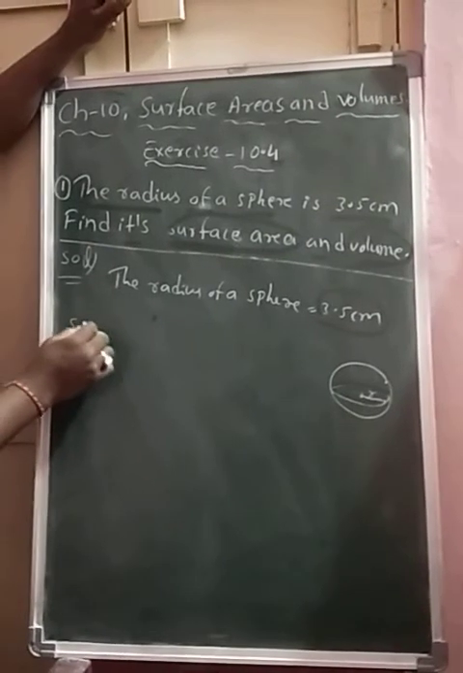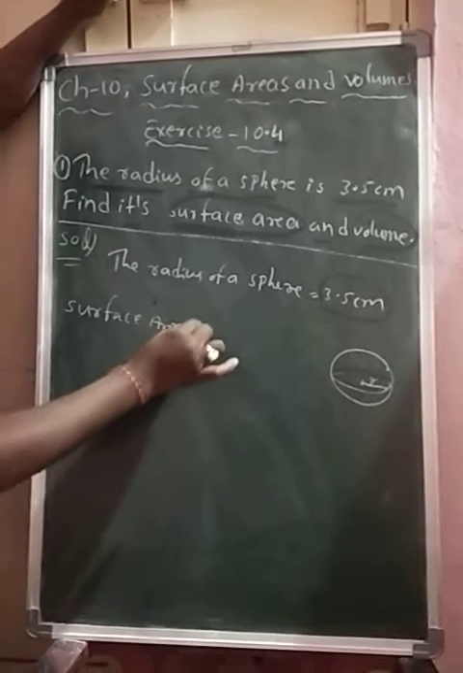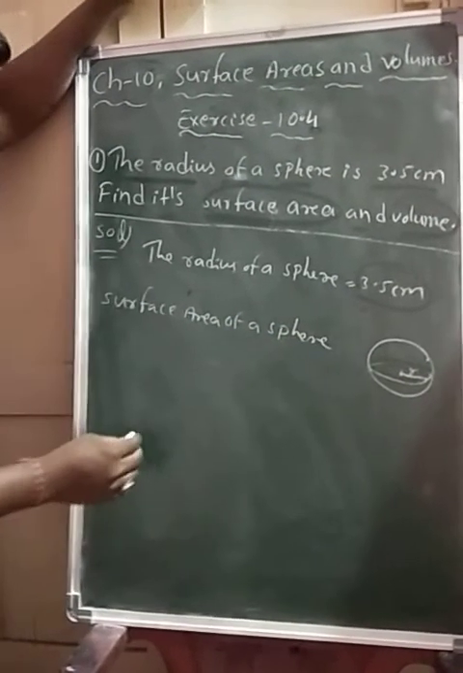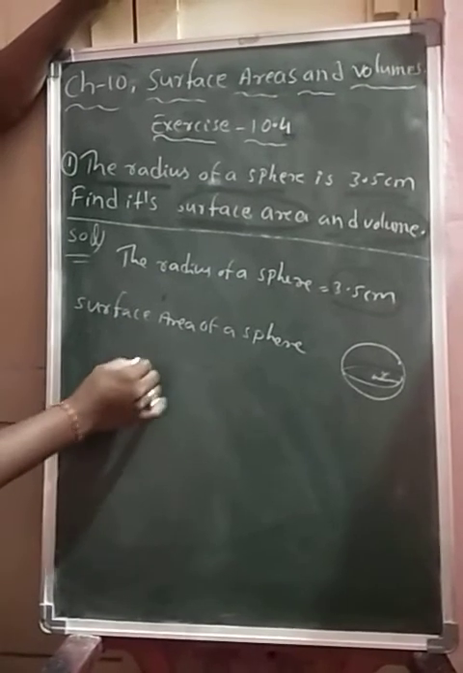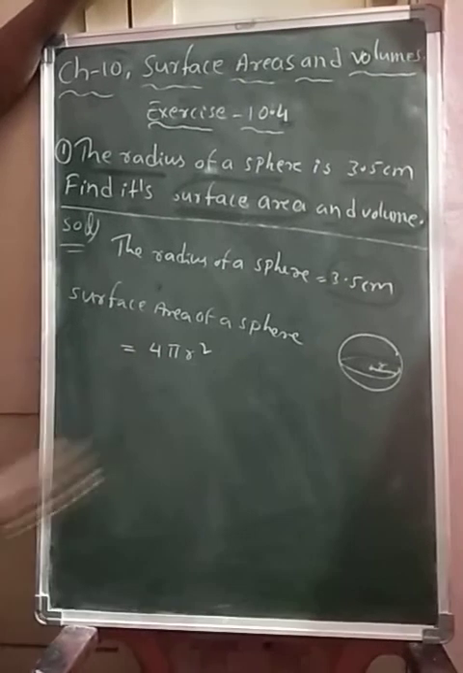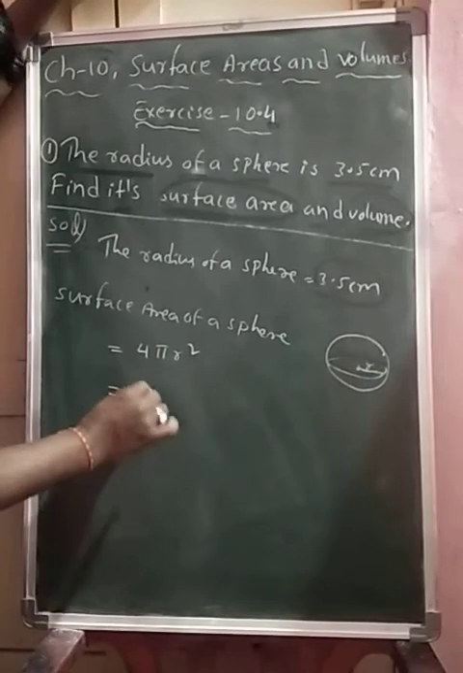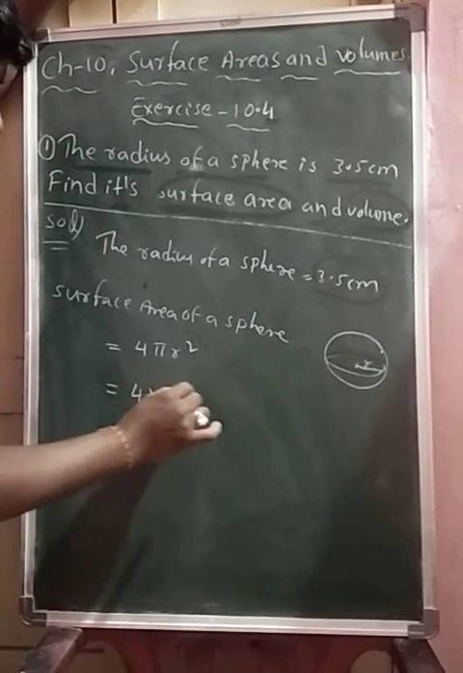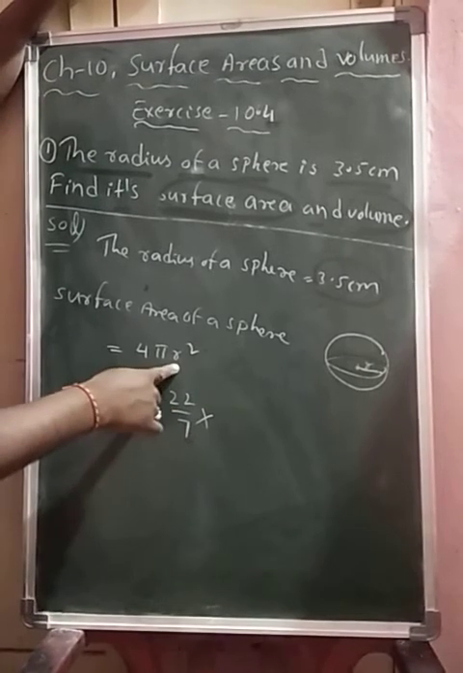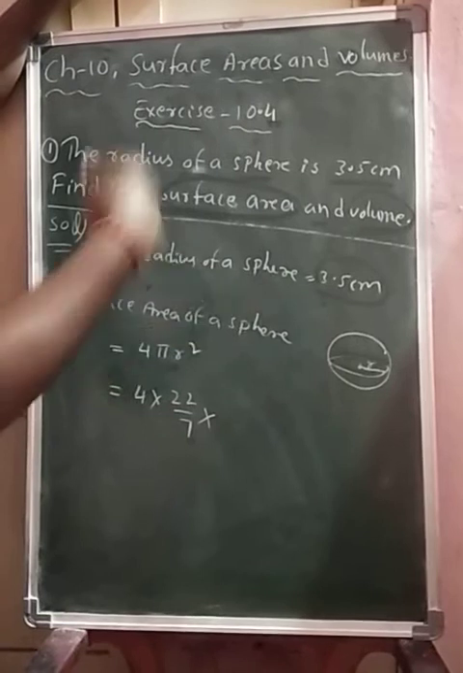What is the surface area? Surface area of a sphere is equal to, what is the formula? That is 4 pi r square. So now 4 into pi, we know that is 22 by 7, into r square. The value of r is what? 3.5. Okay, r square means what?